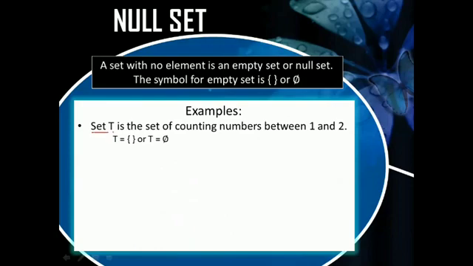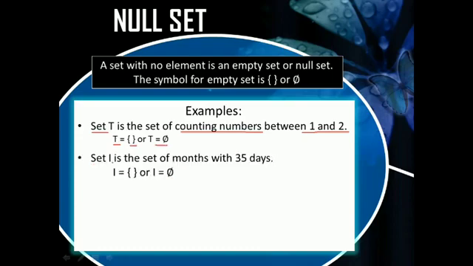Set T is the set of counting numbers between 1 and 2. So it is a null set because there is no counting number between 1 and 2. 1 and 2 are 2 consecutive counting numbers. So if there is a number between here, it is a decimal or a non-integral number. So that is why our set T is a null set, an empty braces or using this symbol.